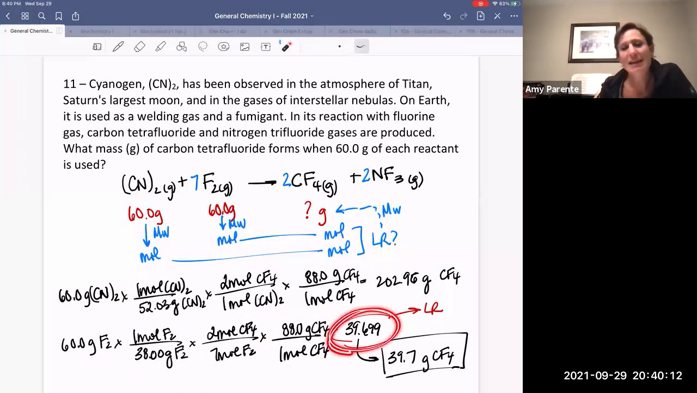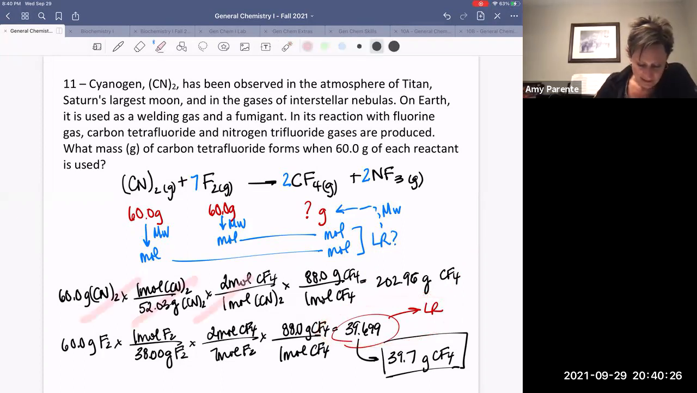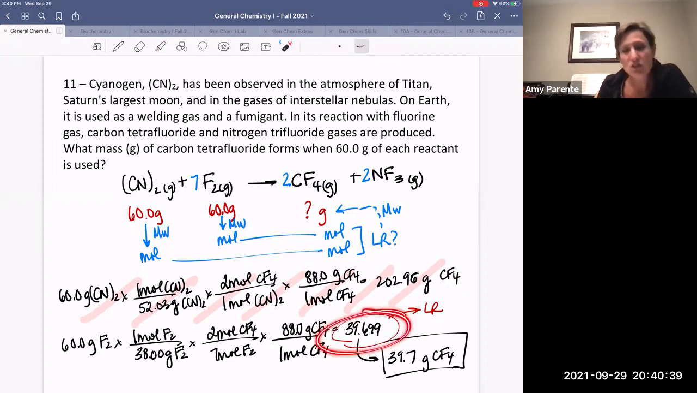Now I clearly make less CF4 using the 60 grams of F2 than if I were to use 60 grams of cyanogen. So that means this guy is my limiting reactant. And in reality, I didn't do it on this problem, but this calculation becomes irrelevant. I don't use it for calculating any answers to problems. I don't take and add that 202.96 to the 39 and change, but I need to make sure that I round this to the correct number of significant figures.